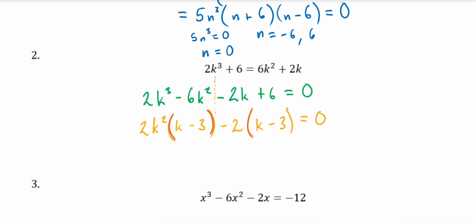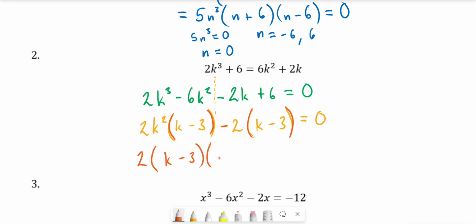We have this k minus 3 that's on both sides of this difference. And what that's going to let us do is factor out a k minus 3. What remains will be a 2k squared minus 2. And let's even take advantage of this time to factor out that 2 out front.